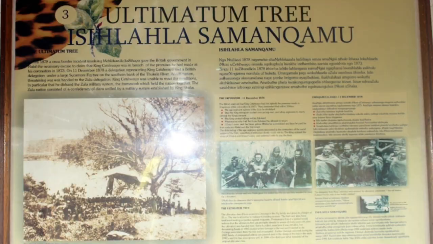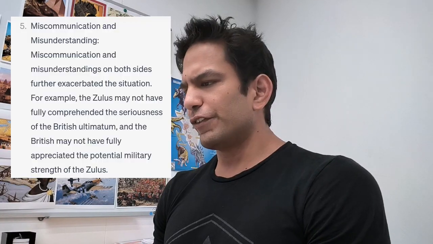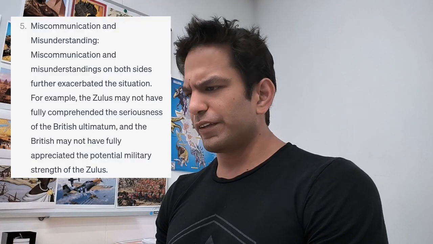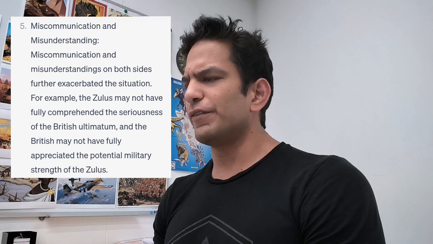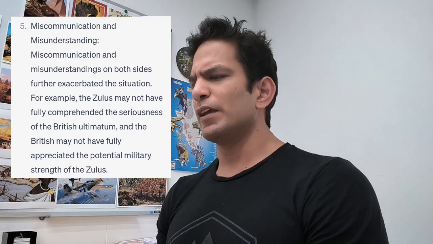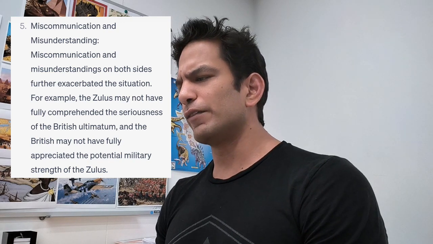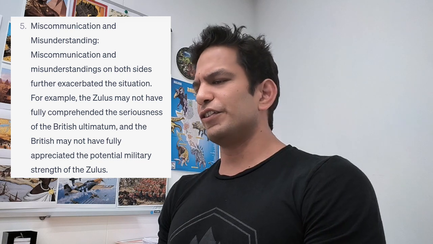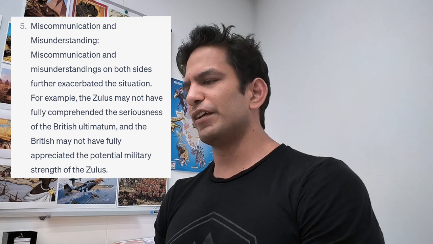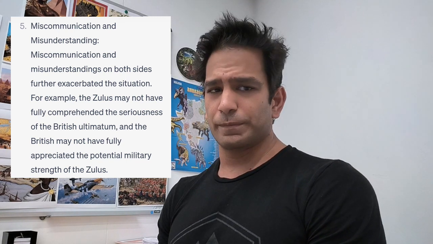Okay, the next point that ChatGPT mentions, miscommunication and misunderstanding. "Miscommunication and misunderstanding on both sides further exacerbated the situation. For example, the Zulus may not have fully comprehended the seriousness of the British ultimatum, and the British may not have fully appreciated the potential military strength of the Zulus." I don't think this is a good way of explaining the cause of the Zulu War, miscommunication and misunderstanding.